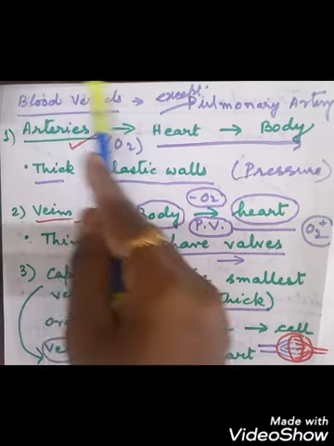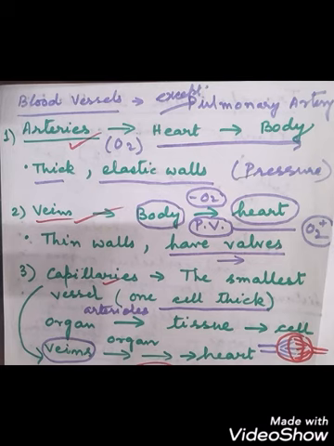Now what are the blood vessels? Blood vessels are the structures through which the blood flows from one part of the body to the other. So there are blood vessels which will carry oxygenated blood from the heart to all the parts of the body. Then there are blood vessels which will carry the deoxygenated blood from the other parts of the body to the heart for the purification or addition of oxygen.